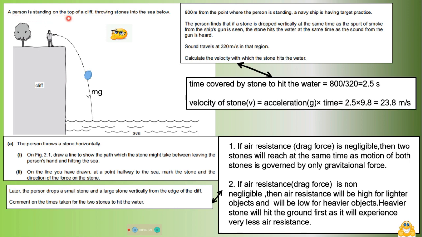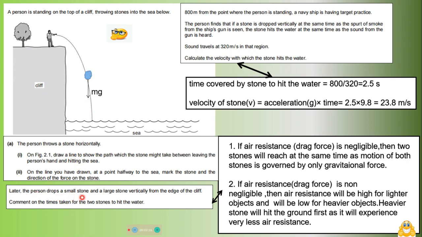A person is standing on the top of a cliff throwing stones into the sea below. The person throws a stone horizontally. Draw a line to show the path which the stone might take. So we have drawn the path here. On the line you have drawn, at a point halfway to the sea, mark the stone. The stone is marked here, and the direction of force on the stone is downward. It's a gravitational force acting on the stone.